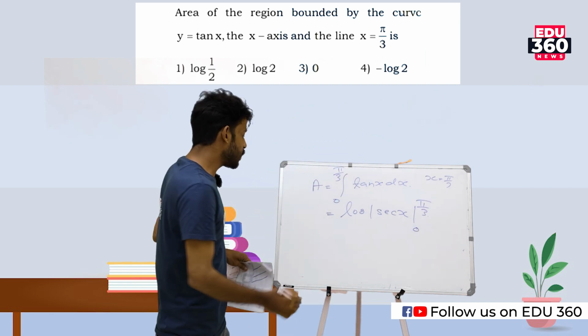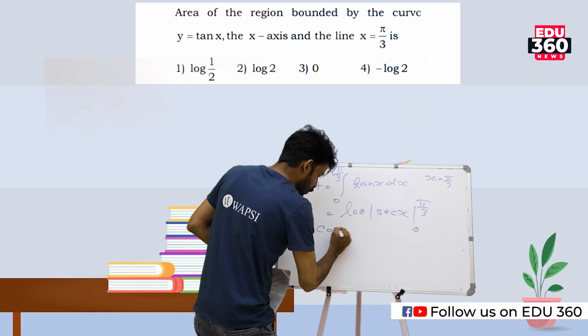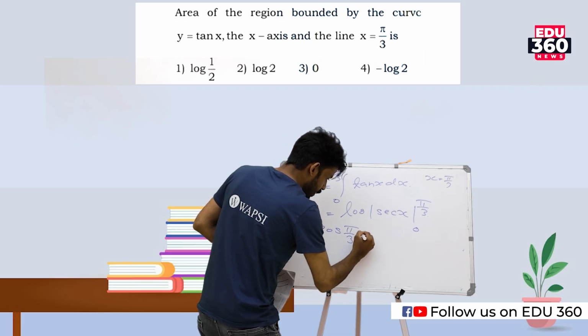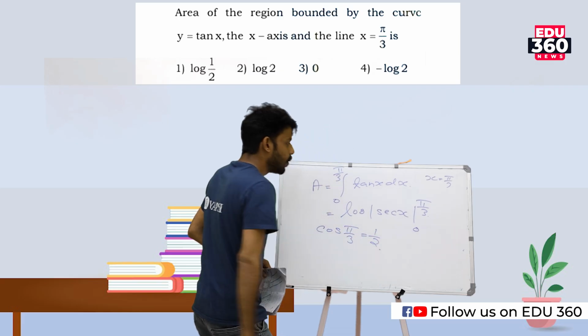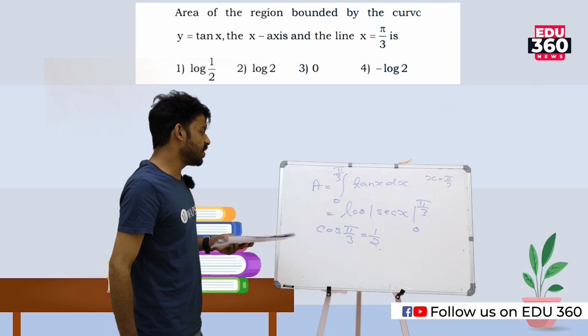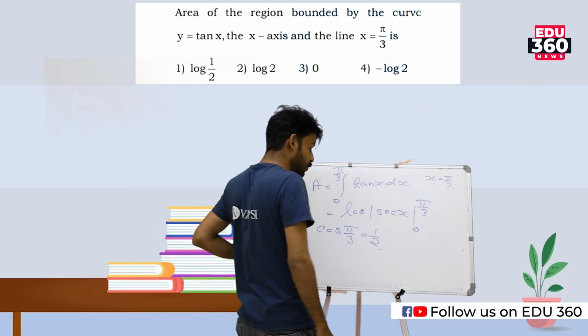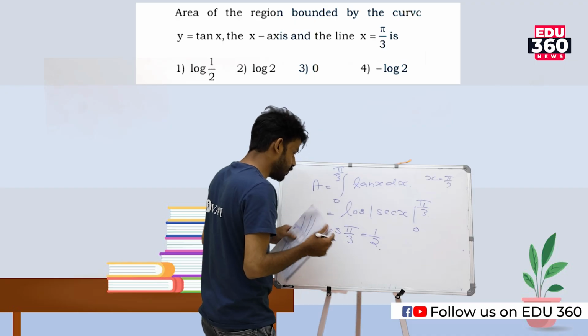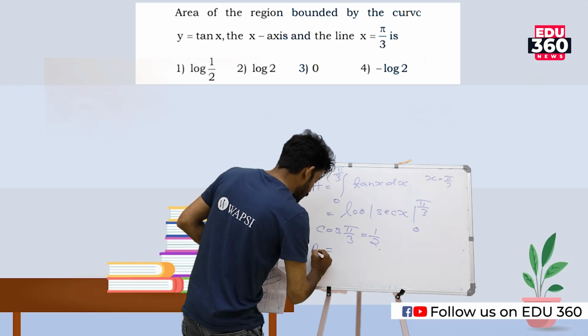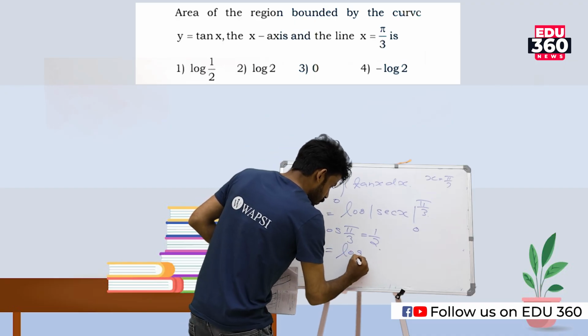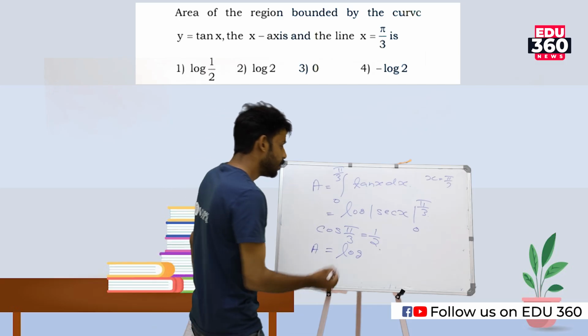Okay, so we know that cos pi by 3 is equal to 1 by 2. So what is the value of sec pi by 3? Sec pi by 3 is equal to 2. So we can write A is equal to log 2.